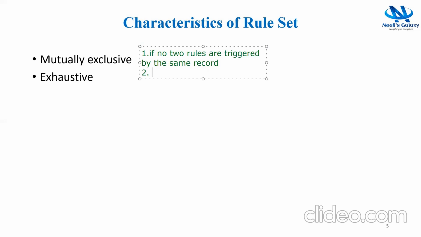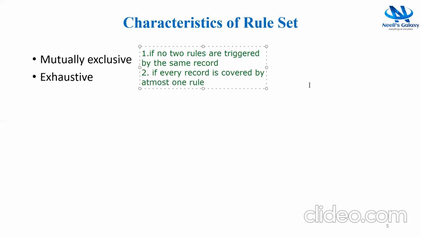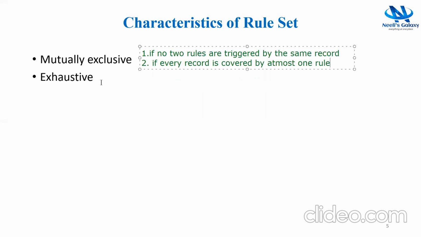And one more condition: every record is covered by at most one rule. So if every record is covered by at most one rule, then also we can say that the rule set is mutually exclusive.